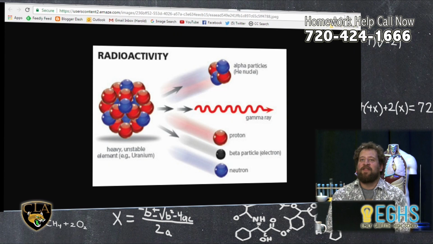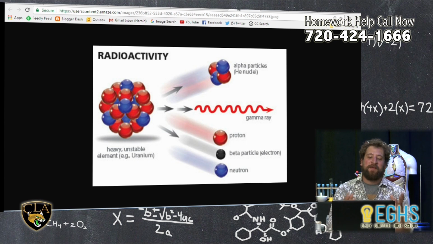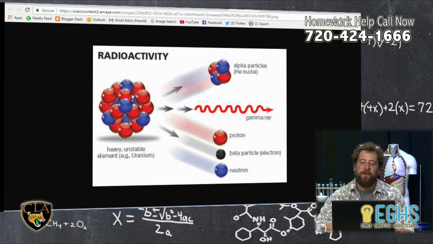So if we could jump to my screen really quickly. Broadly speaking, there are three types of radiation or radioactivity that we talk about: alpha radiation, beta radiation, and gamma radiation. Now that's not all types of radiation. What I have in this image, this collection of blue and red balls stuck together, is meant to represent the nucleus of a uranium atom.